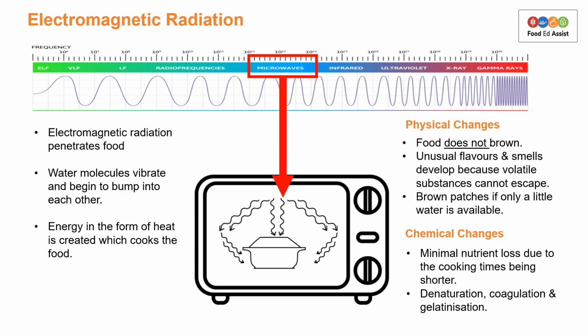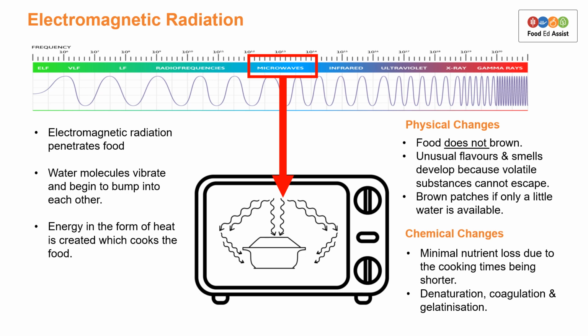That's really quite simple. Physical changes are that the food doesn't actually brown. Unusual flavours and smells can happen when you microwave cook, and that's because the volatile substances can't actually escape that environment, and so they become far more dense, and that causes an off or a unique smell. But you might find that when you open a microwave door. Sometimes you might get brown patches on food if only a little bit of water is available.